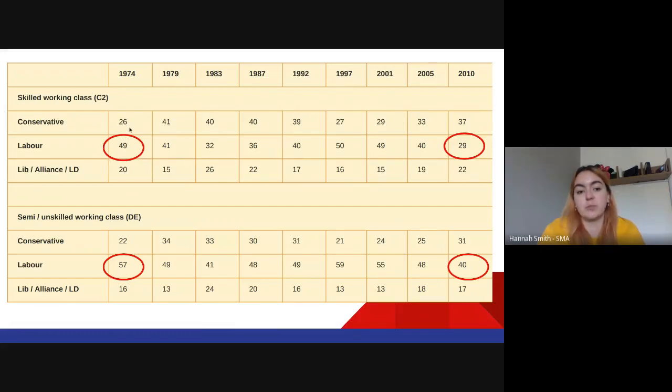In 1974, 49% voted Labour. That's probably kind of what we'd think. Almost half of the working class voted Labour. However, that's down to a third in 2010. Now, I want you to compare that further with the 2019 information you're going to see and think, oh, do they care about their social class then?